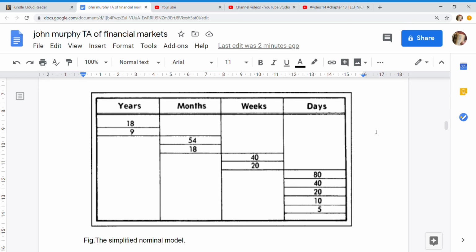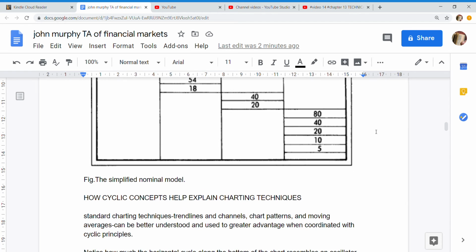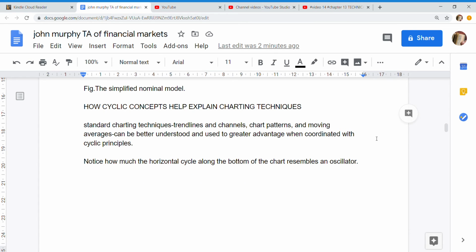Fig. The simplified nominal model. How cyclic concepts help explain charting techniques. Standard charting techniques, trendlines and channels, chart patterns, and moving averages can be better understood and used to greater advantage when coordinated with cyclic principles. Notice how much the horizontal cycle along the bottom of the chart resembles an oscillator.